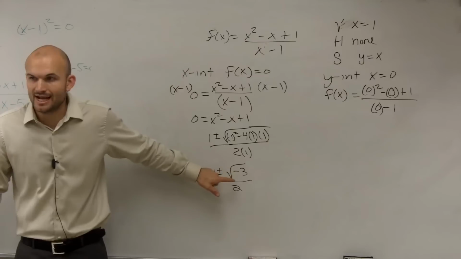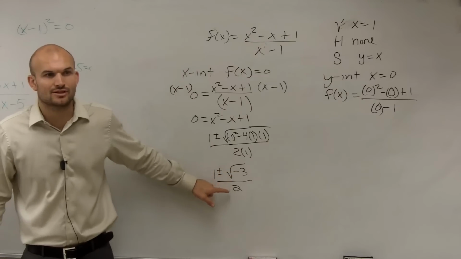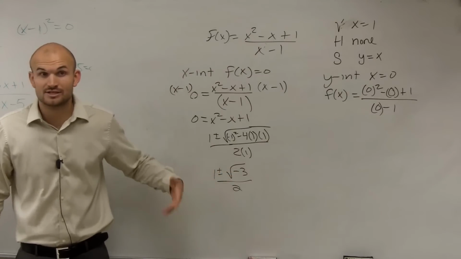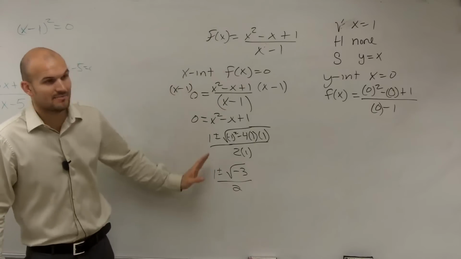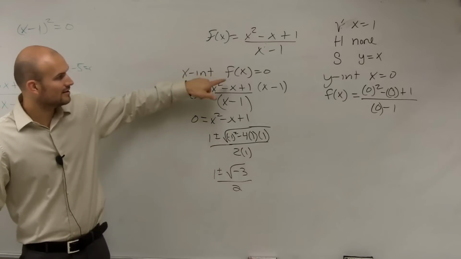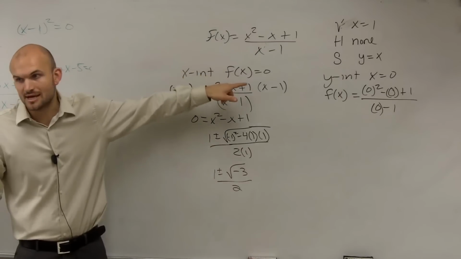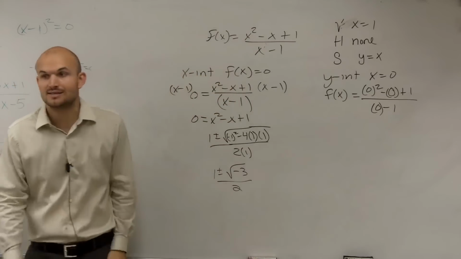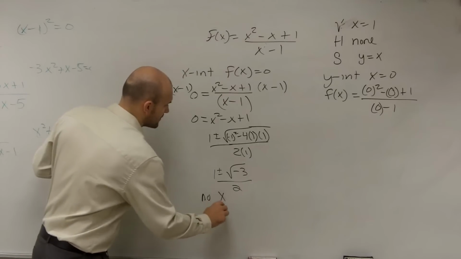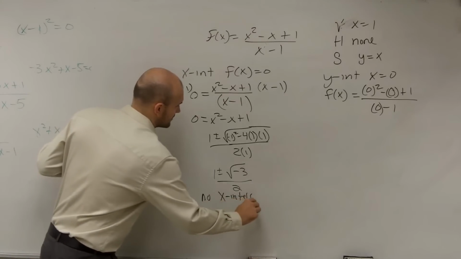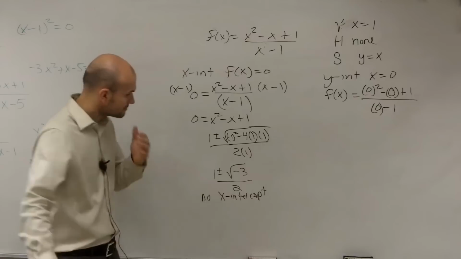Now, whenever we take the square root of a negative number, we're going to be dealing with what? i, which is imaginary, right? Therefore, we can't write an imaginary intercept. So does this have a real number intercept? No. Does it cross the x-axis? No. So you can say no x-intercept. Could you use synthetic division?